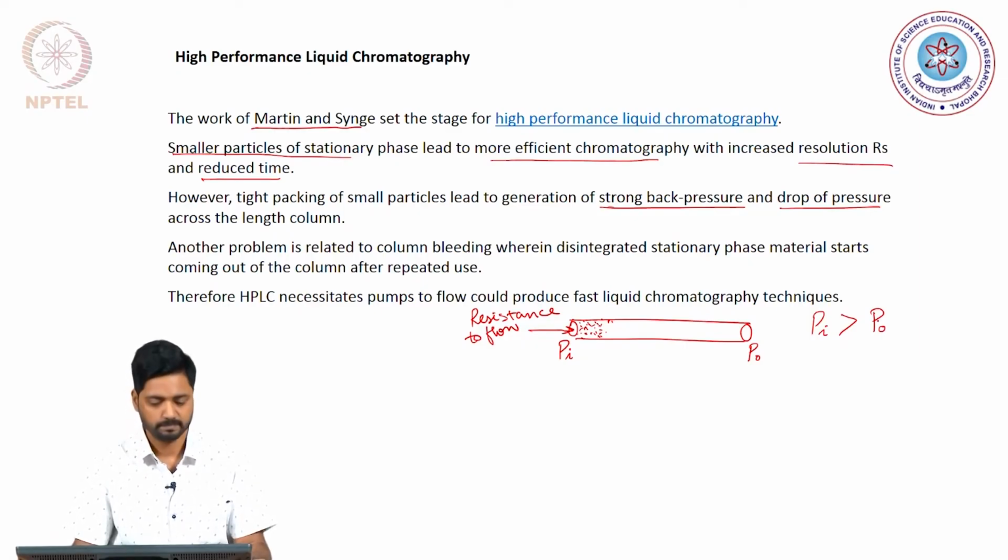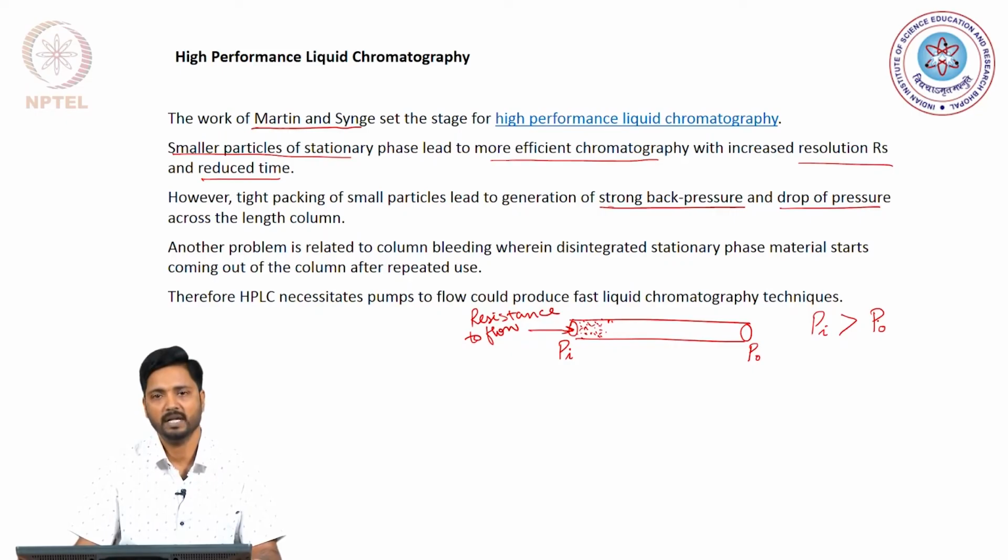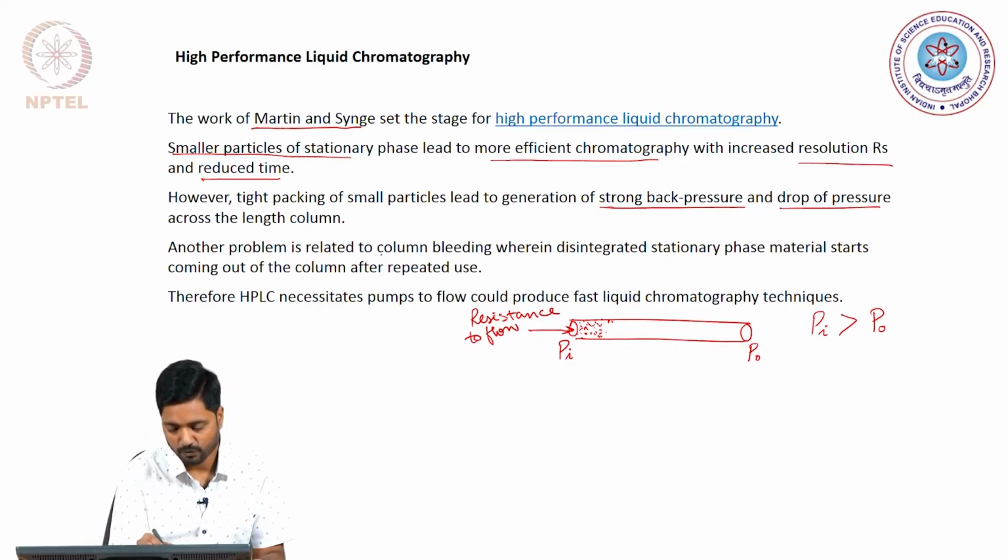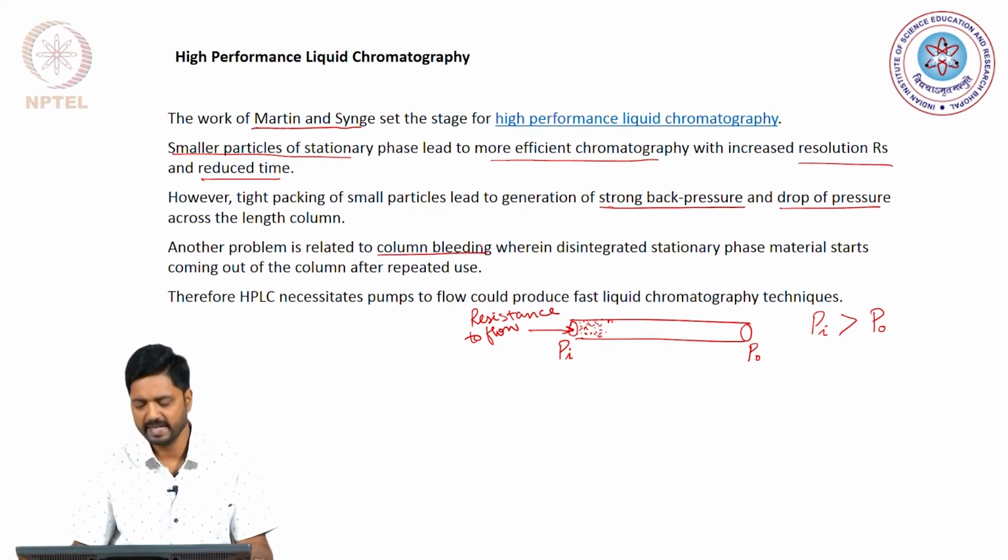Of course, we also mentioned that another significant problem with regards to using very small particle sizes for achieving an efficient separation is that of column bleeding, and this relates to the disintegrated stationary phase particles moving out of the column and clogging the various tubings and pipes that are used to connect the column to the detectors, and it also results in compromised performance of the column that is being used repeatedly.